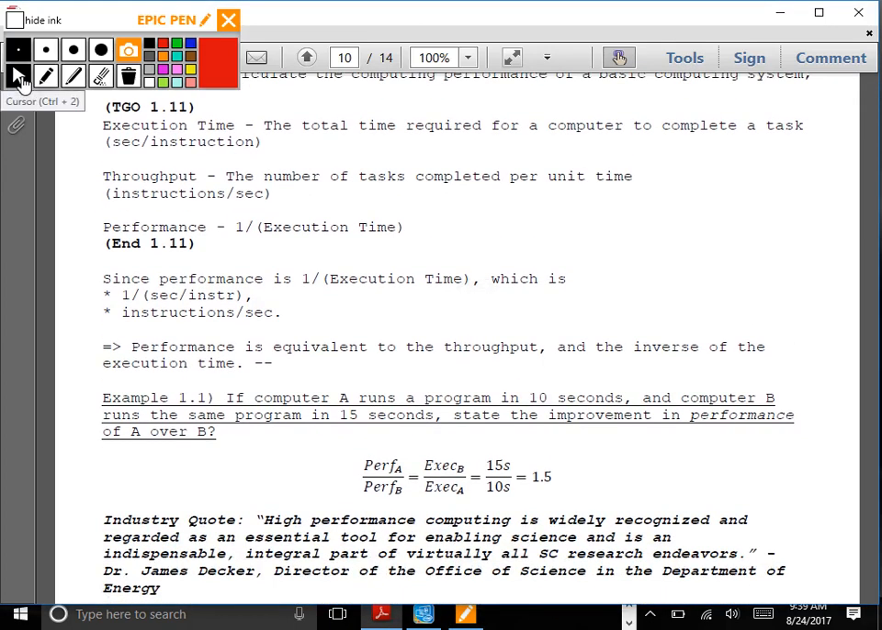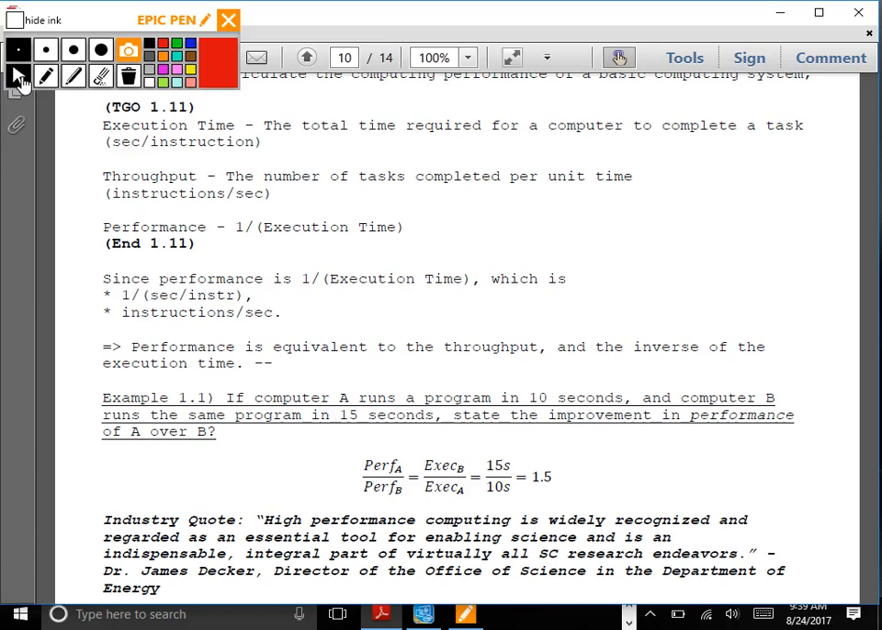Example 1.1 here, down at the bottom. This is a very simple example of how performance and execution time relate to each other. If computer A runs a program in 10 seconds, and computer B runs the same program in 15 seconds, state the improvement in performance of A over B.